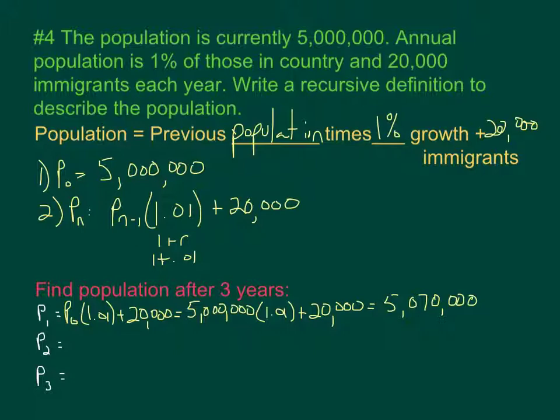What about the population after 2 years? Well, it's the previous year times 1.01 plus 20,000, equals the previous year, which is not 5 million. It's 5,070,000 times 1.01 plus 20,000, and that actually equals 5,140,700.